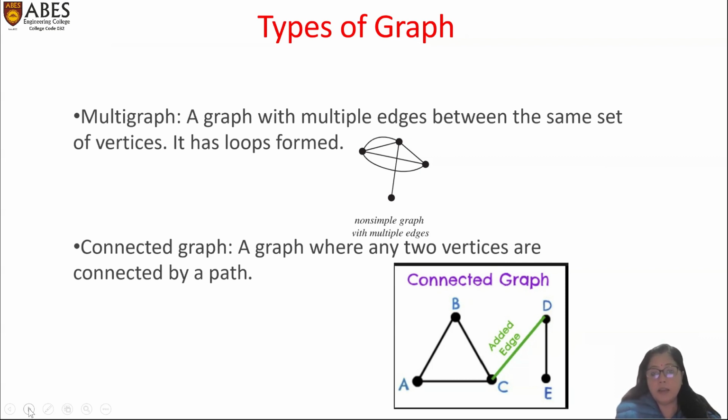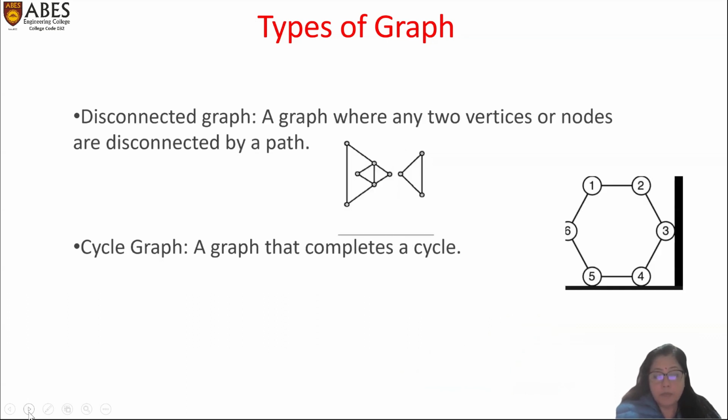Then comes the connected graph, a graph where any two vertices are connected by a path. For example, here we see a connected graph in which A, B, C, D, E are the vertices. If we want to move from any vertex to another vertex, there is a path in between. Such a graph is a connected graph. That is, if we want to move from vertex A to E, from A we move over to B, from B to C, from C to D, and from D to E. There is a path between each and every vertex, so such a graph is called a connected graph.